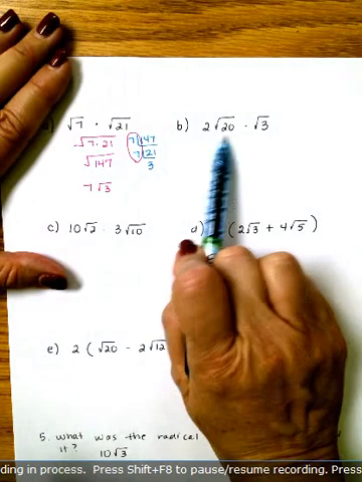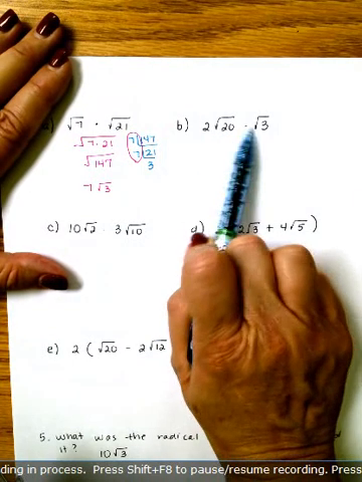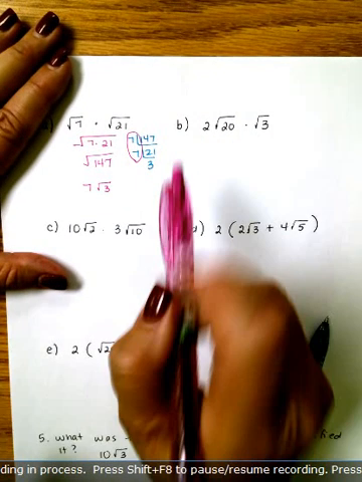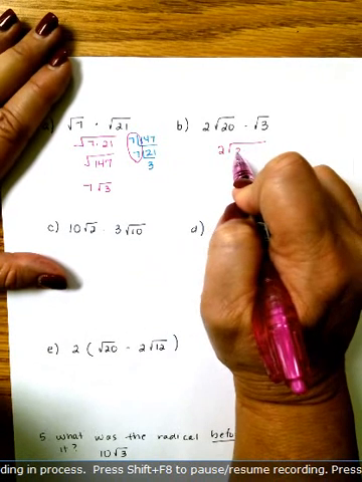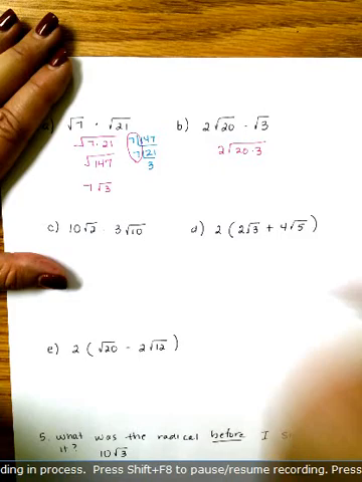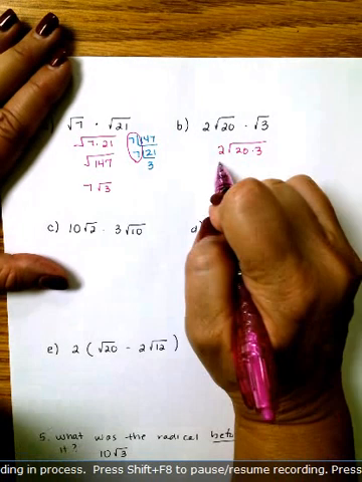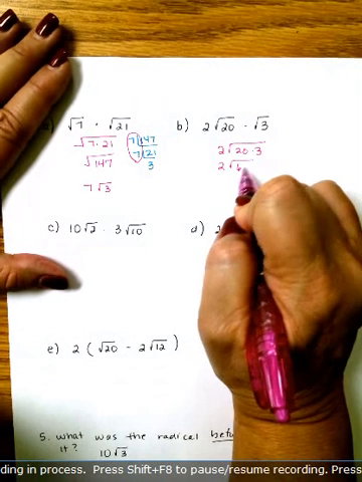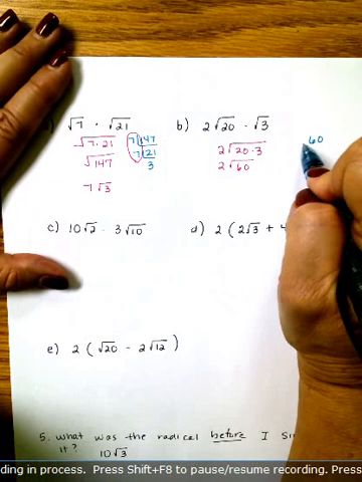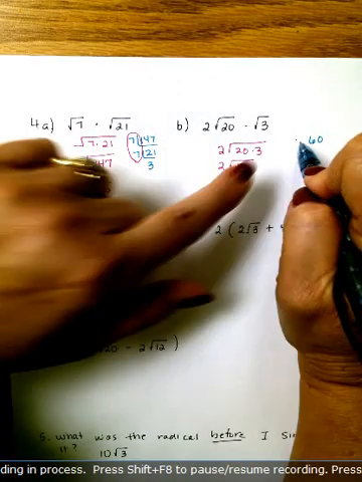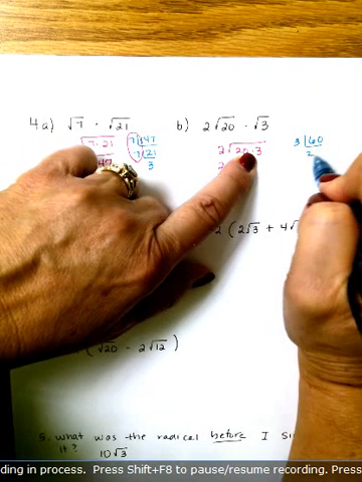So just like last time, if he's under a radical, he stays under a radical. If he's not, he's not. So my 2 stays outside, but I multiply the 20 times the 3 together. So now I have 2 root 60, and now I need to break them down. So I only break down the 60. If I want, I know he's prime. I could jump right here and do this. That's fine.